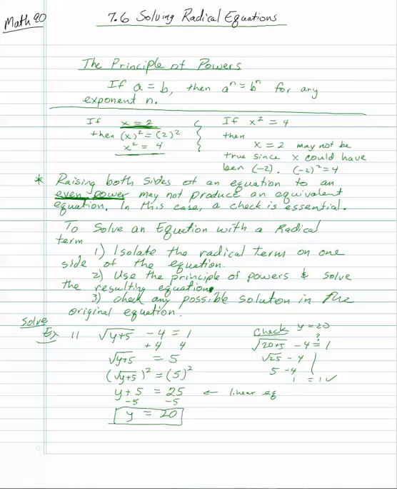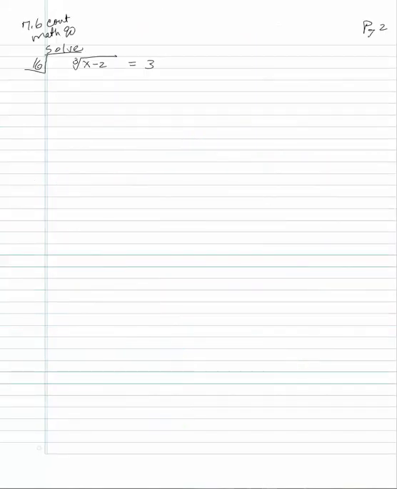Okay? So again, it's really important that you understand you have to check when you raise both sides to an even power. All right, let's try another one. At number 16, we got the cube root of x minus 2 equals 3, and as you can see, we have the radical term all by itself. So we're going to raise both sides to the index, which is 3. So we're going to cube the cube root. That cancels. We get the number inside. 3 cubed is 27.